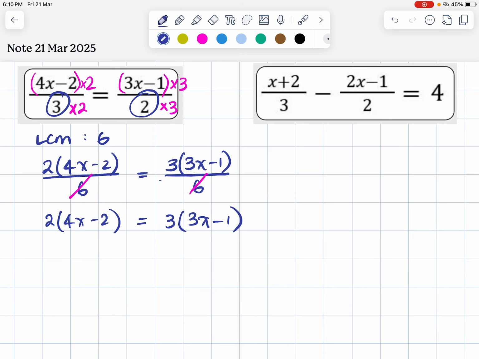So the next step that I'm going to take is expand my brackets. So times out the brackets on both sides of the equal sign. I always like to draw the arrows to remind myself what I'm doing. 2 times 4x is 8x. 2 times negative 2 is negative 4. That's the left-hand side. 3 times 3x is 9x. 3 times negative 1 is negative 3. That's my right-hand side.